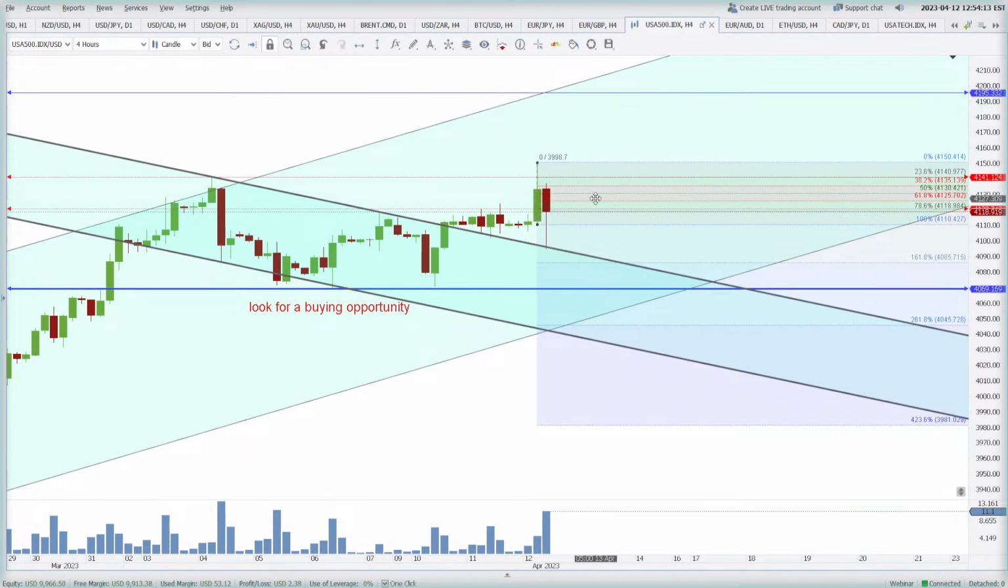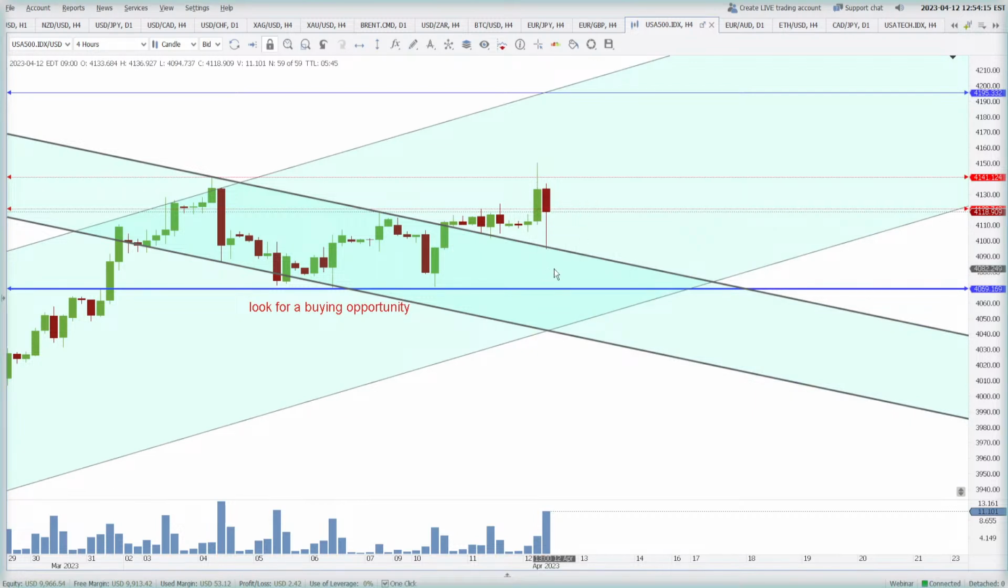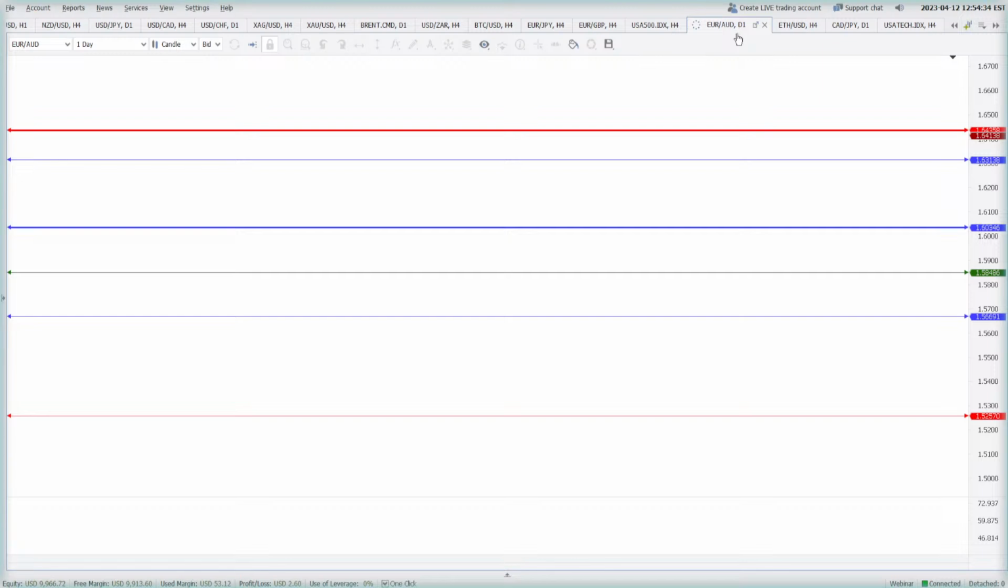If I remove my Fibonacci's, I will show you that the horizontal levels you can watch right now are 4069 and 4195. But if we see any higher move above this recent high, this will be our stop loss. Okay, 4093 area.